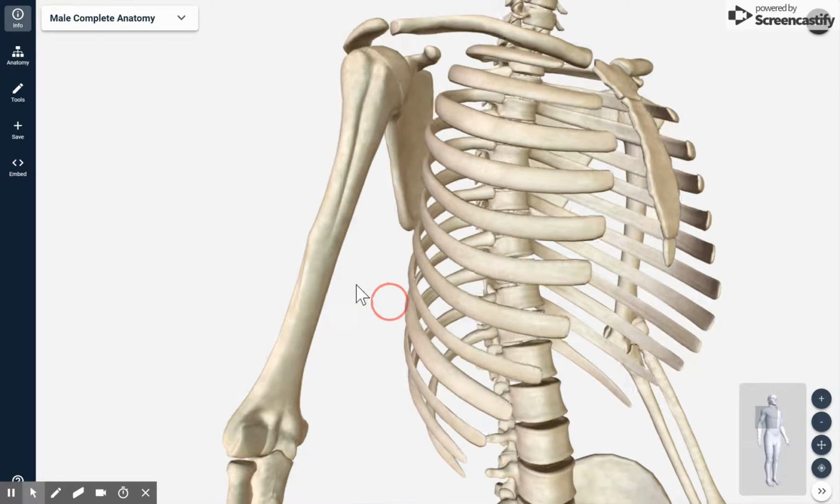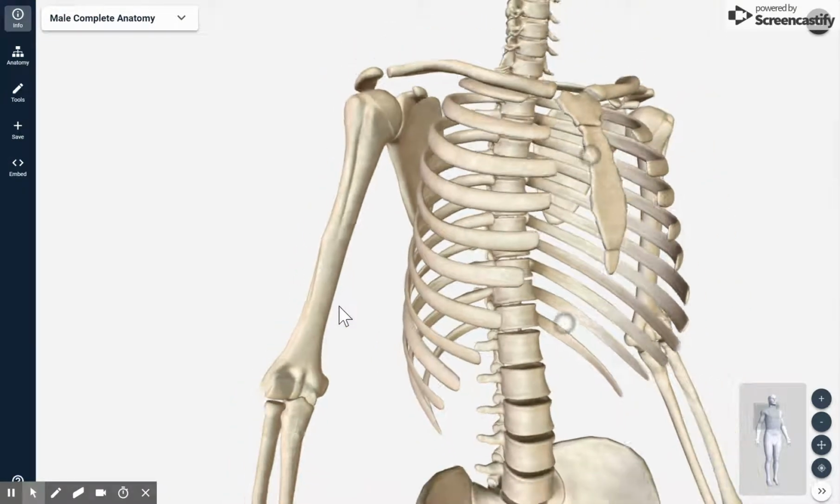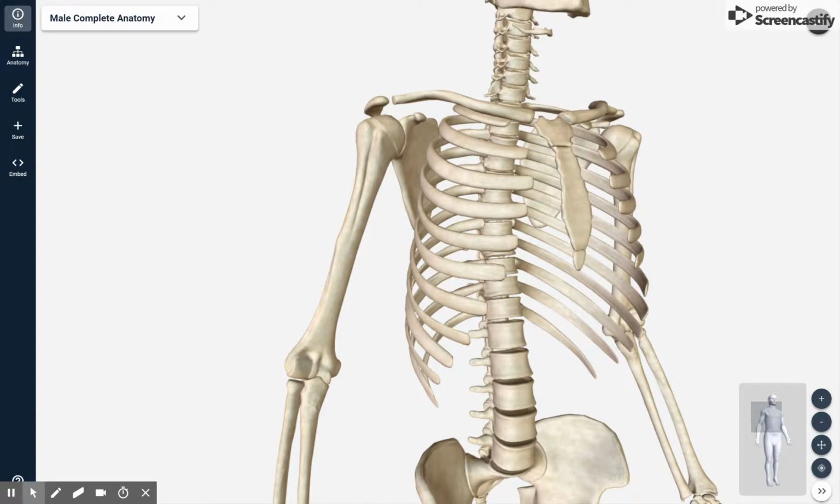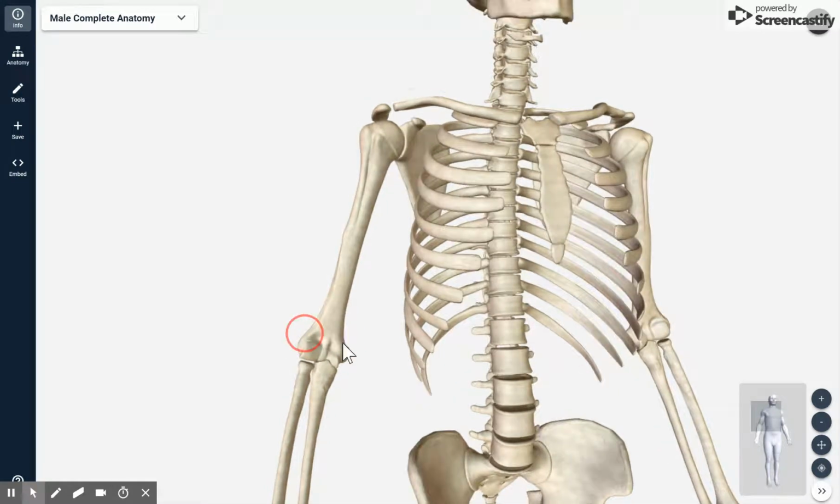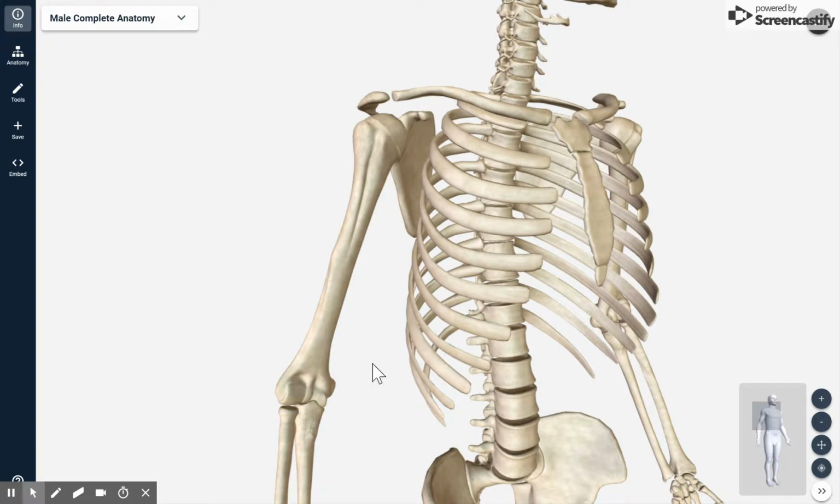And those are the basic bony landmarks of the shoulder. I apologize for not being able to navigate through this smoothly. Hopefully that was somewhat helpful, and I'll see you in the next video.